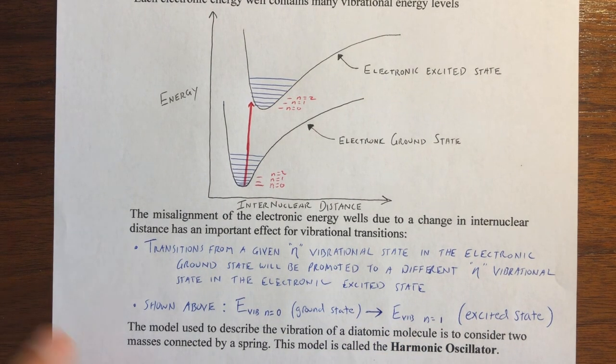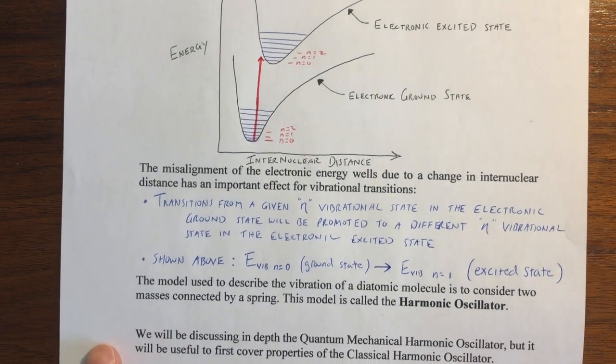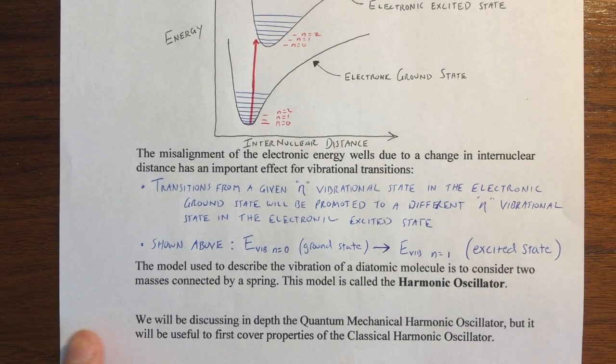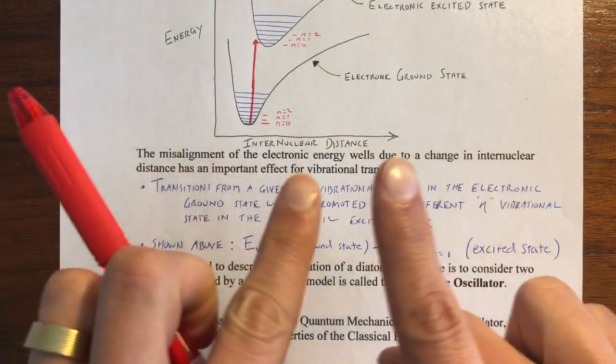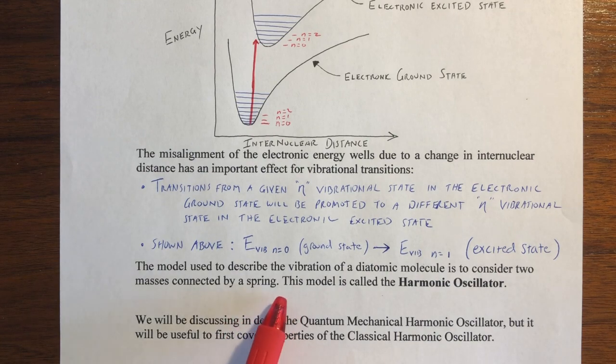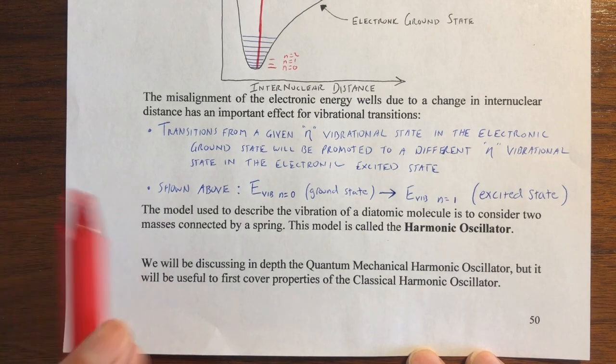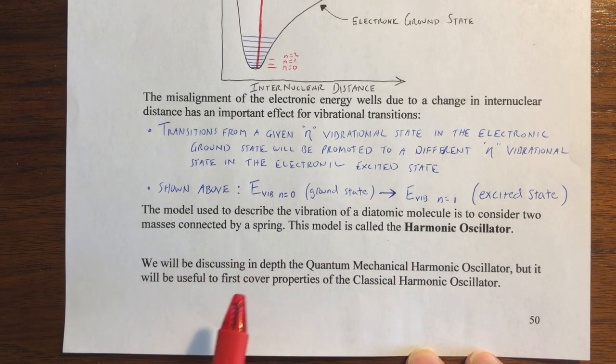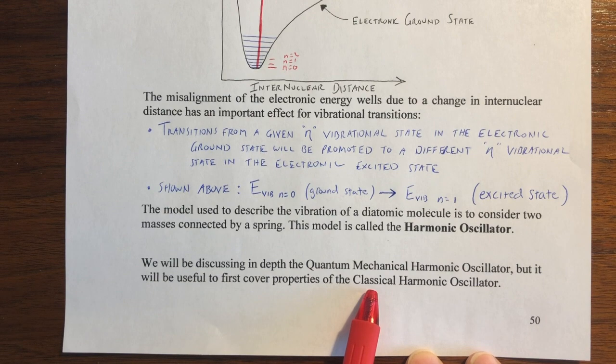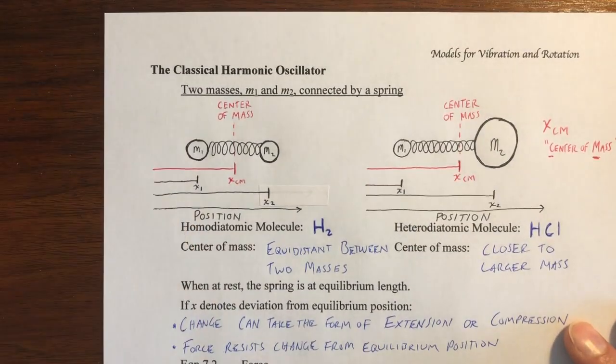So the model used to describe the vibration of diatomic molecules is to consider two masses connected by a spring. This model is called the harmonic oscillator, and that's what we use to describe two masses vibrating. And we presume that they are connected by a spring. We will be discussing in depth the quantum mechanical harmonic oscillator, but it will be useful to first cover properties of the classic harmonic oscillator.